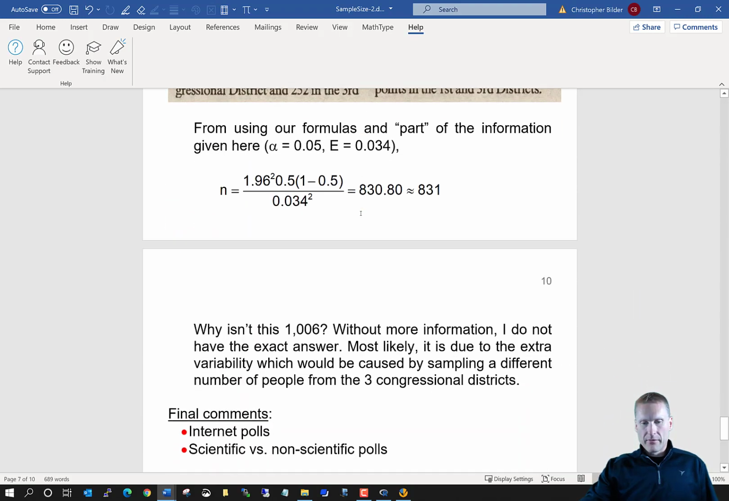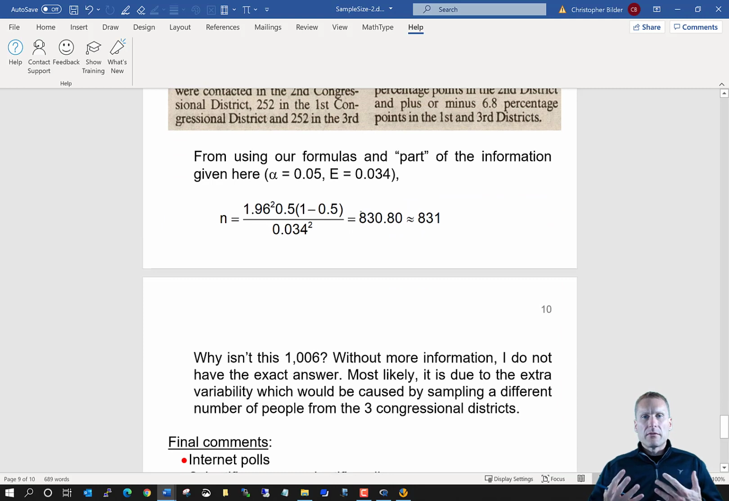Okay. So let's use an E of 3.4% in our equation that we looked at before. So n is equal to, and we're going to use 95% because they actually did state a confidence level here. It was 95%. So similar to what we had before, 1.96 squared times 0.5 times 1 minus pi, 0.5 I mean, all that over 0.034 squared, you get approximately 831.